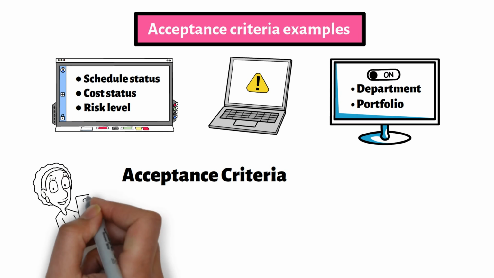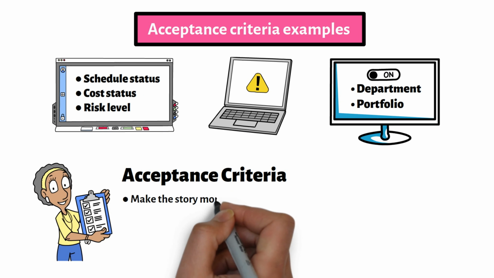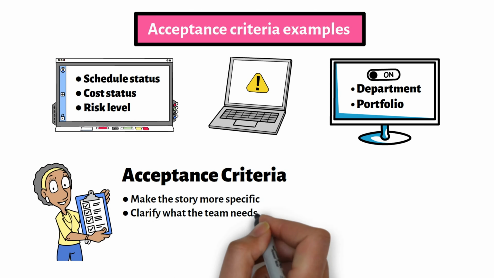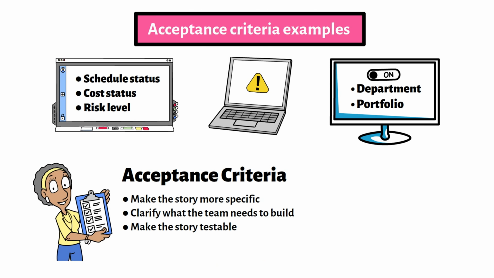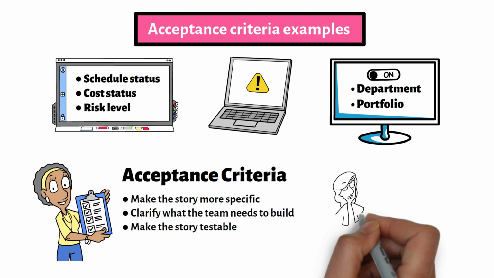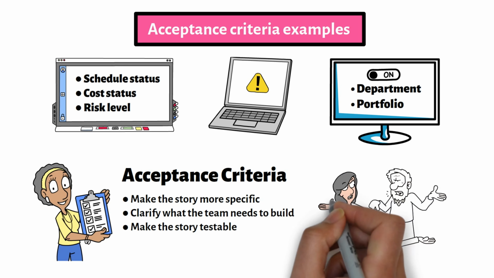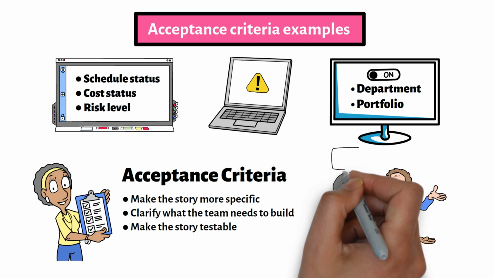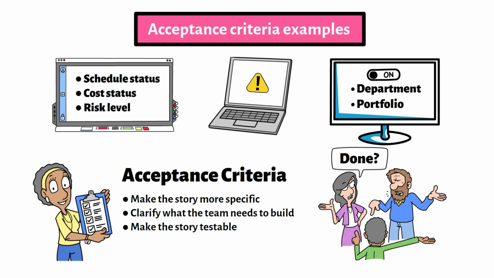Notice what the acceptance criteria do. They make the story more specific. They clarify what the team needs to build. They also make the story testable. Without acceptance criteria, the team may understand the general idea but still disagree about what "done" actually means.